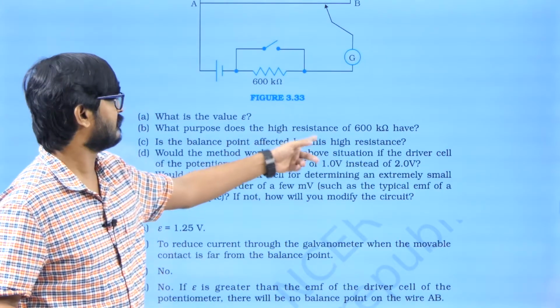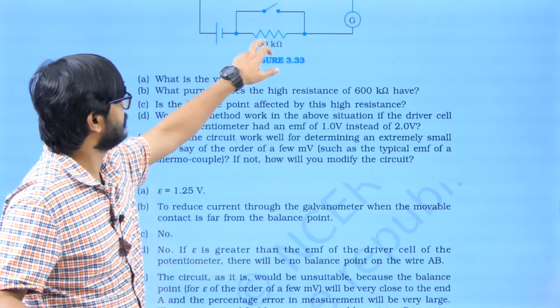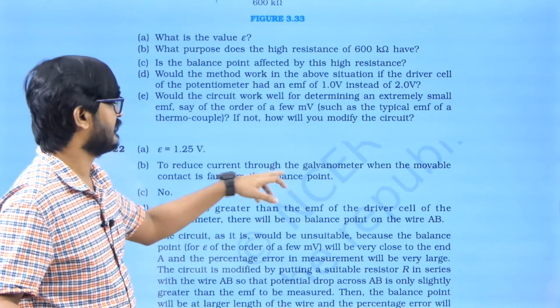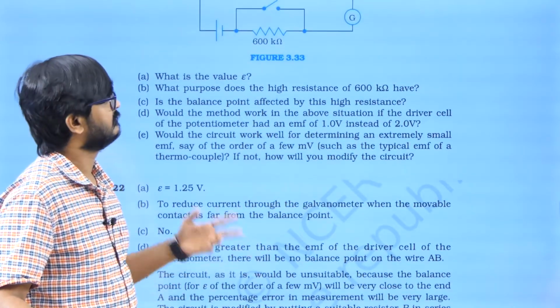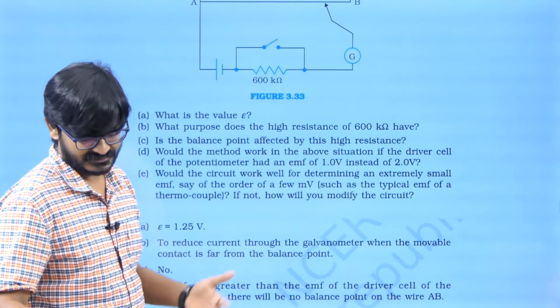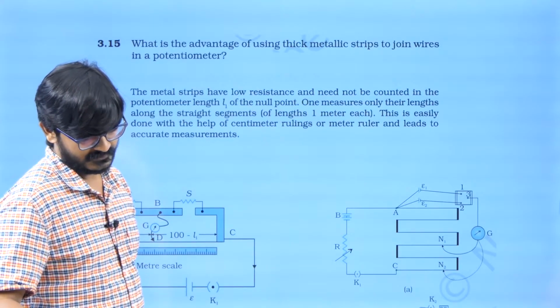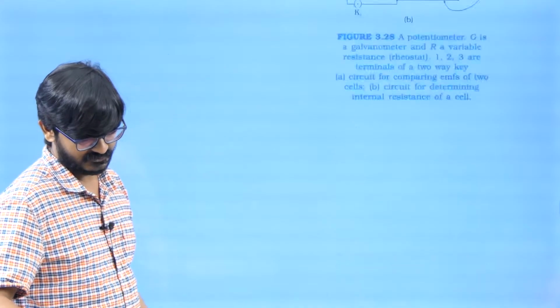Okay, what's the purpose of high resistance? What's the purpose of this high resistance? So that it won't spoil the galvanometer. Right, this is the reason I have put it, but anyway, that doesn't matter much. Now again, thick metallic strips will be of less resistance.